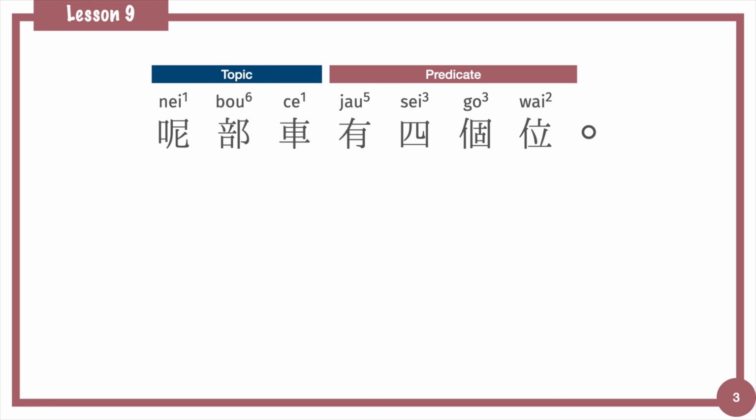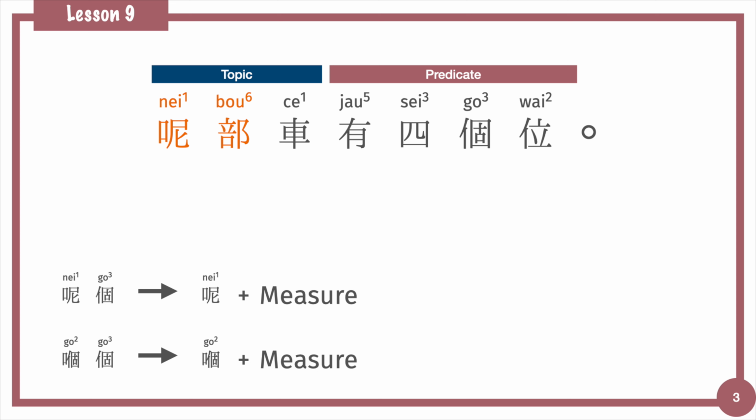Let's look at the sample sentence here. 呢部車有4個位. Here, 呢部 is the demonstrative pronoun. 部 is the measure for counting machines. 呢部 this. 車 car. 呢部車 this car. 4個位 4 seats. 位 means seat. Its measure word is 個. 呢部車有4個位. This car has 4 seats.